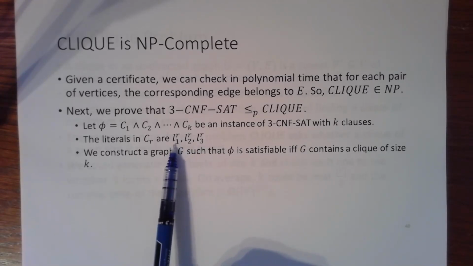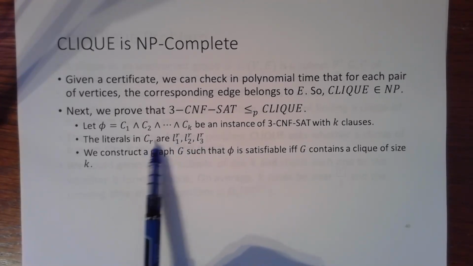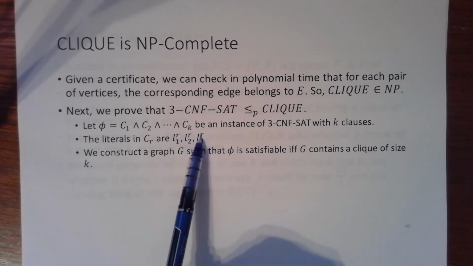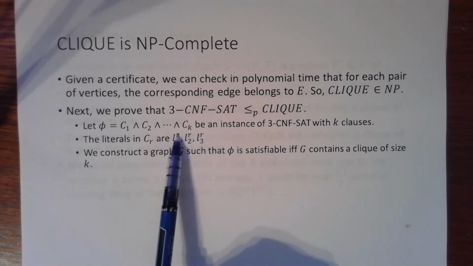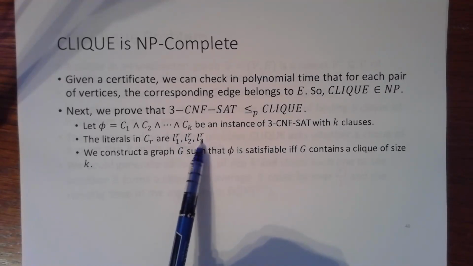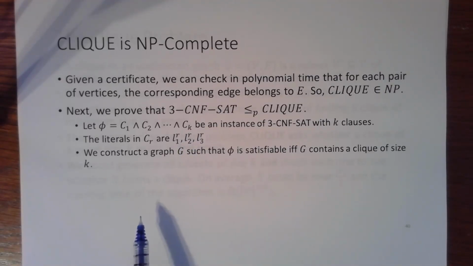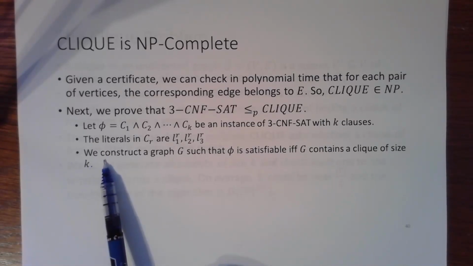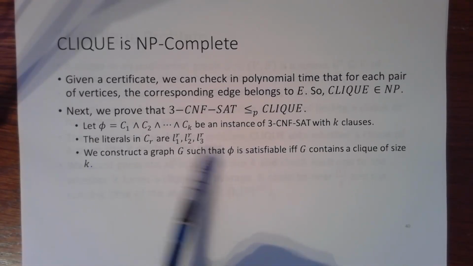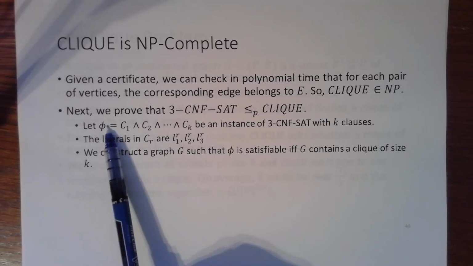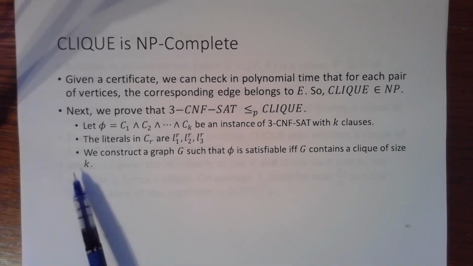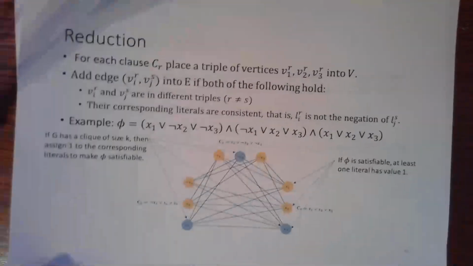So we're going to name them: for clause r, the superscript says what clause it belongs to, and that's literal 1 from that clause, literal 2 from that clause, and literal 3 from that clause. Okay. So now we're going to construct a graph so that this formula is satisfiable if and only if the graph that we construct has a clique of size k. So what does the reduction look like?